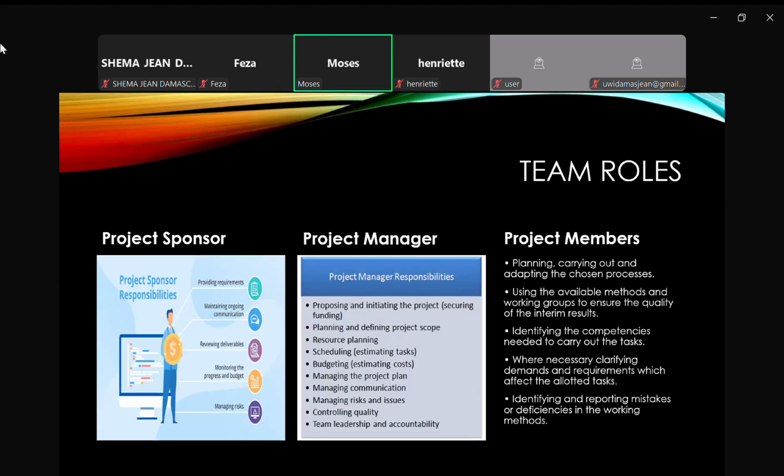Something else you need to understand is the role of the project sponsor, the project manager, as well as the project members, which are here, of course. So I'm not really going to explain.